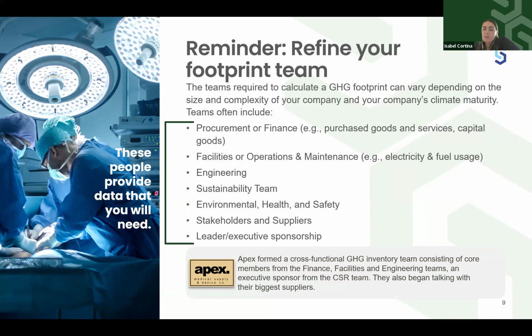And lastly, you'll also potentially want to engage leaders and have an executive sponsor to help build awareness and interest in these topics to make sure that you can make the progress that you need to. In the example of Apex, you can see that they formed a cross-functional greenhouse gas inventory team with core members from a number of these teams, as well as engaged some of their biggest suppliers.